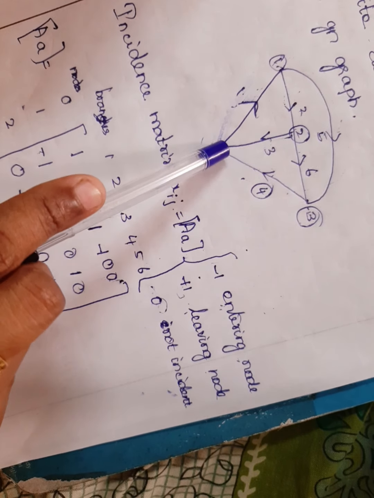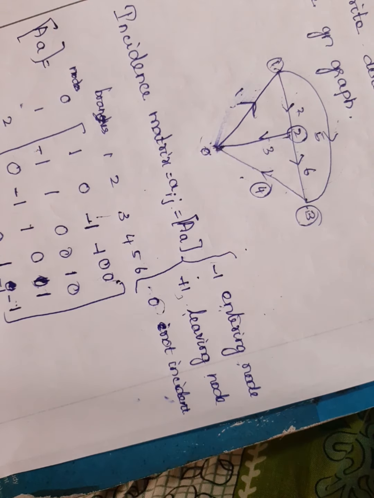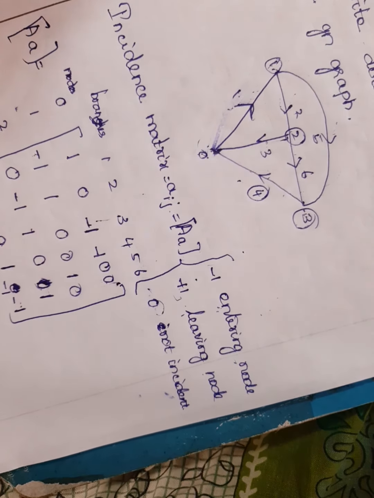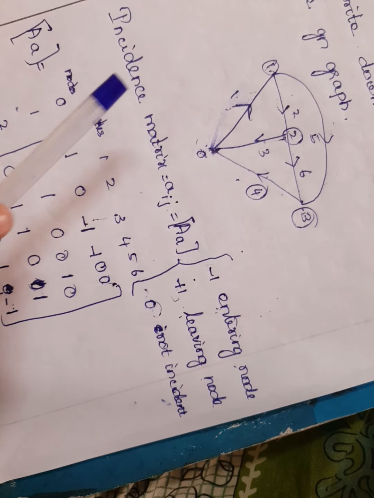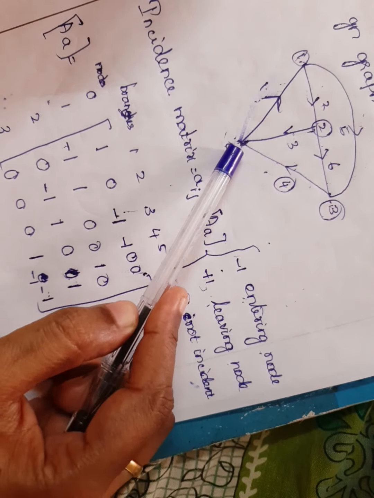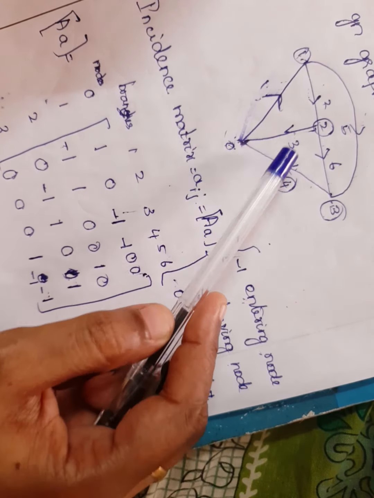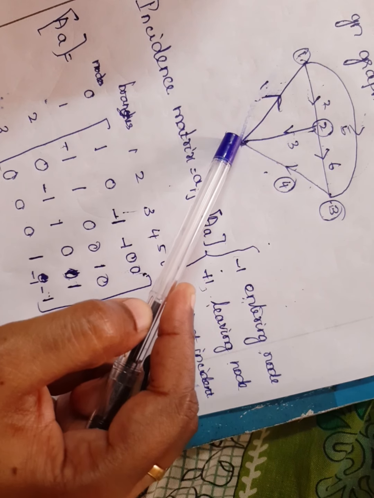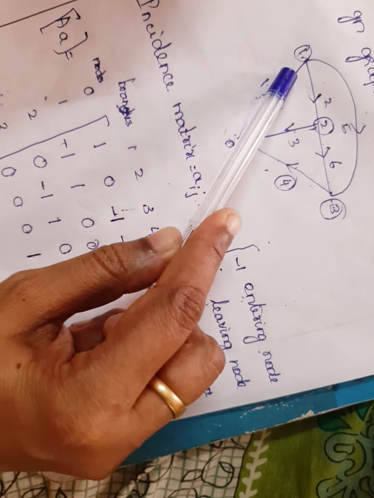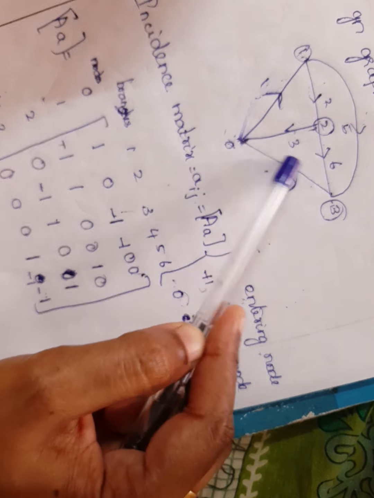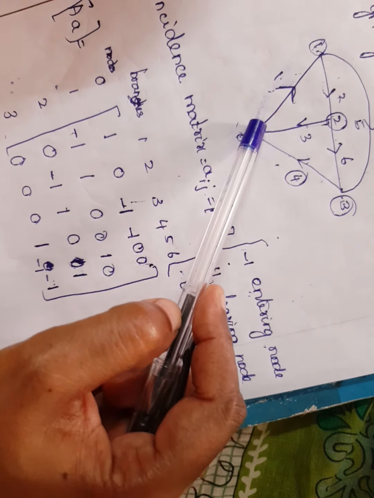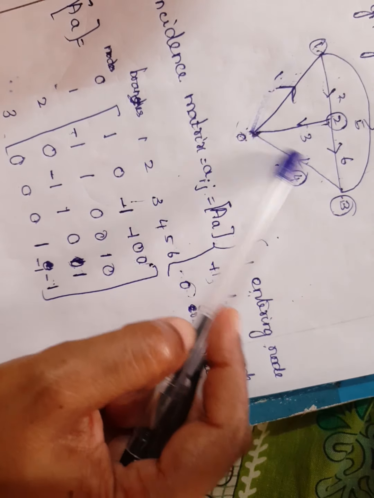Now first consider node 0. What are the branches located at node 0? The branches located are 1, 3 and 4. At node 0, what happens to branch 3? It enters. Branch 1 leaves. Branch 4 enters. So branch 3 is entering, branch 1 is leaving, and branch 4 is also entering.